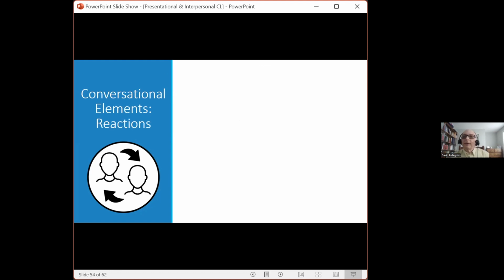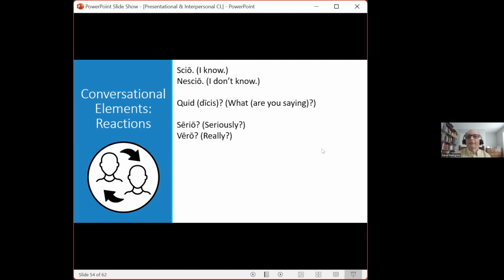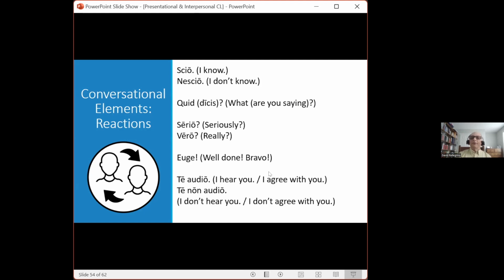And reactions. Here are some reactions that you could use. I know. I don't know. What are you saying? Seriously? Really? Well done. Bravo. And I don't know if you know this, but I hear you is a great way to say that you agree with someone. I've seen it in Plautus, and so I think we should use it. I don't hear you is another way that you can just say I don't agree with you. And that's pretty cool because now you don't have to worry about complicated vocabulary. These are simple vocabulary words that they have seen over and over again, just used in a different way.